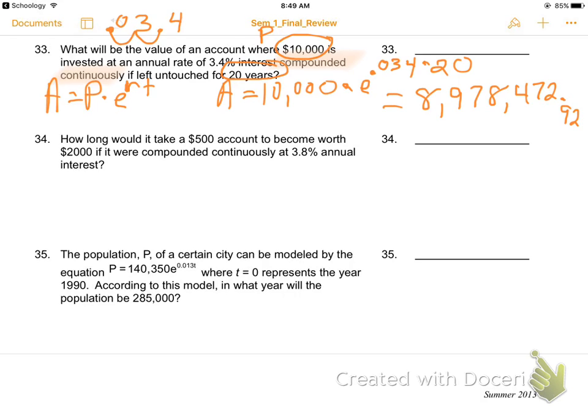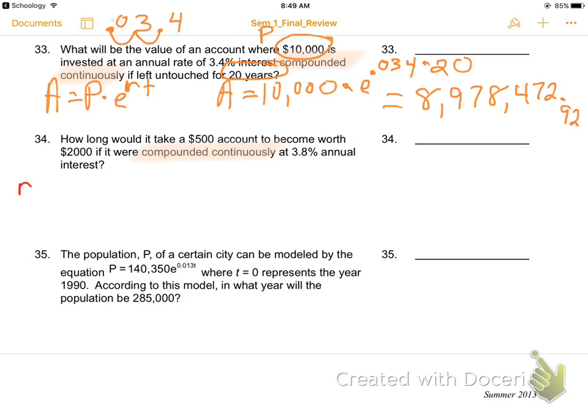34 says, how long would it take a $500 account to become worth $2,000 if it were compounded continuously at 3.8% annual interest? Similar, but let's look at what we have.